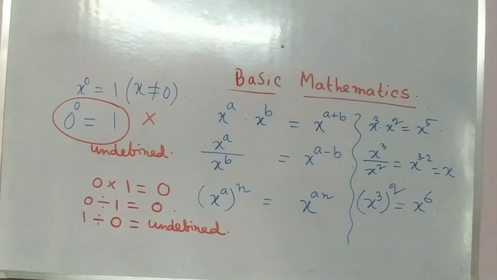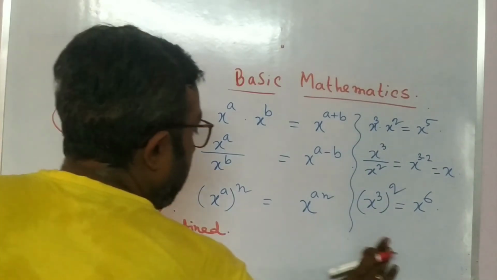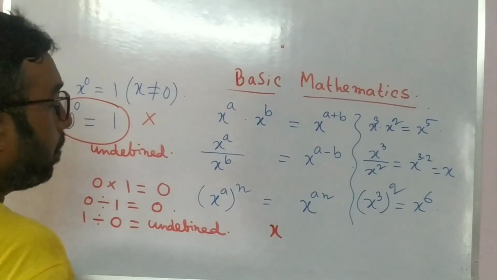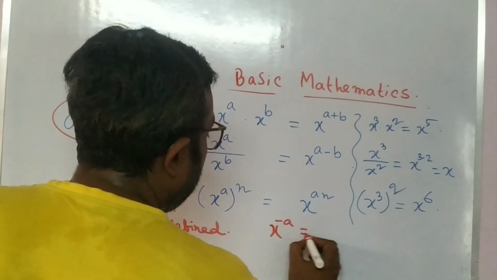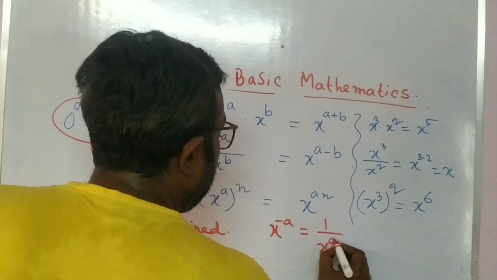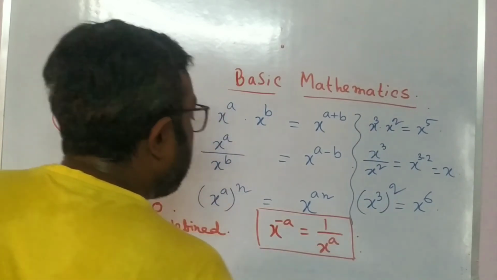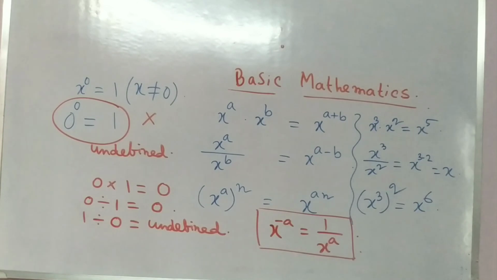These are the basic algebras, or you can say algebraic formulas. And the most important formula we will use in the dimension chapter: x to the power minus a equal to 1 by x to the power a. This formula is very essential in the unit and dimension chapter.